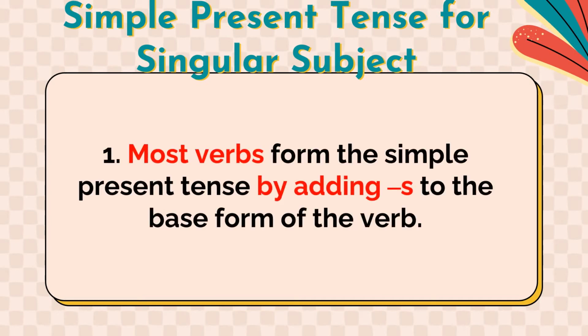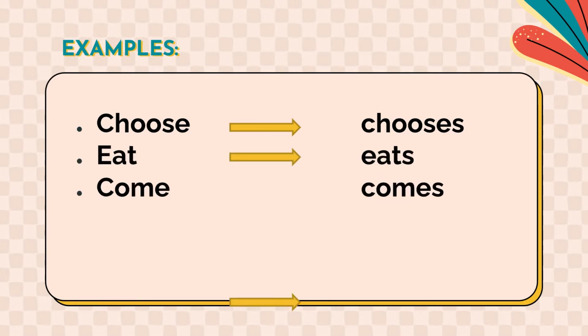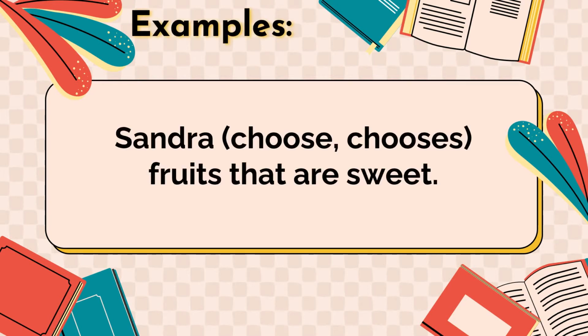Rule number 1 is most verbs form the simple present tense by adding s to the base form of the verb. Examples, we have here the words choose, chooses, eat, eats, come, comes, like, likes. So let us use it in a sentence. Sandra chooses fruits that are sweet.